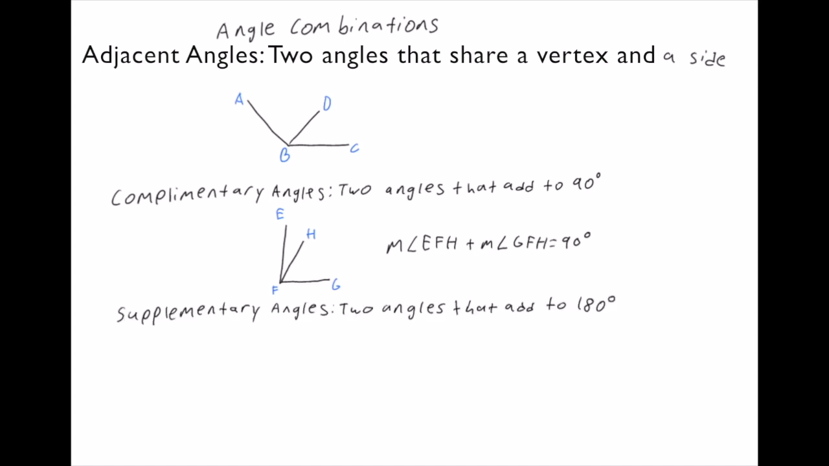Supplementary angles are two angles that add to 180 degrees. So here we have angle IJL and angle KJL. Those two angles together make a straight line. A straight line is 180 degrees. So those two angles add to 180 degrees, so they are supplementary angles. So we say the measure of angle IJL plus the measure of angle KJL equals 180 degrees.